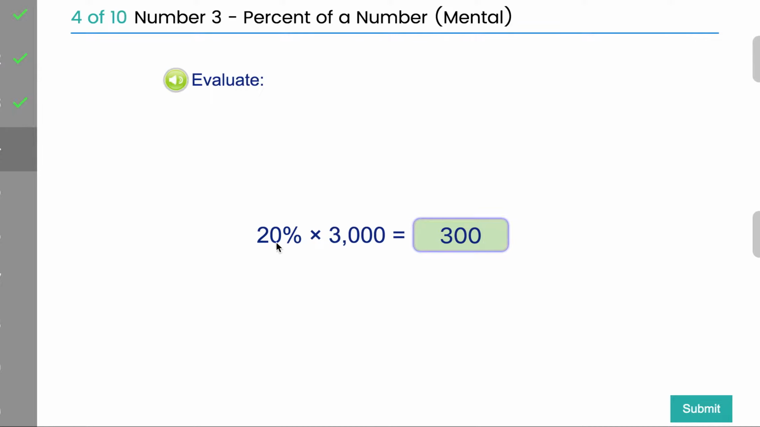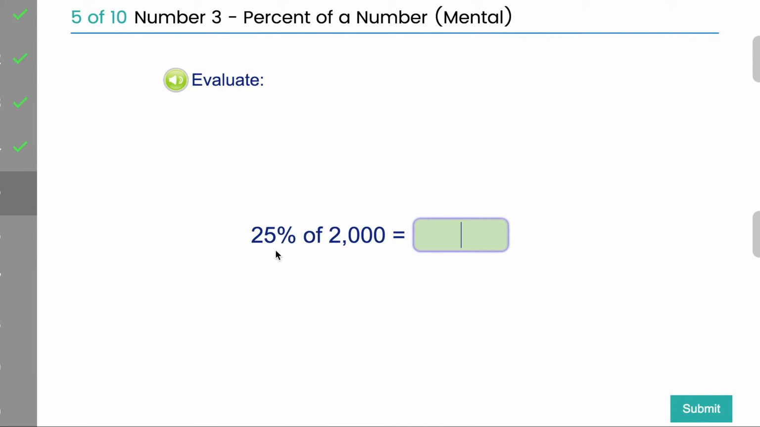This one asks for 20%, so that's going to be 10% and another 10%. So if 10% is 300, another 10% is 300, so 20% is 600. Okay, we're just working from that 10% basis. Let's do the same thing again.